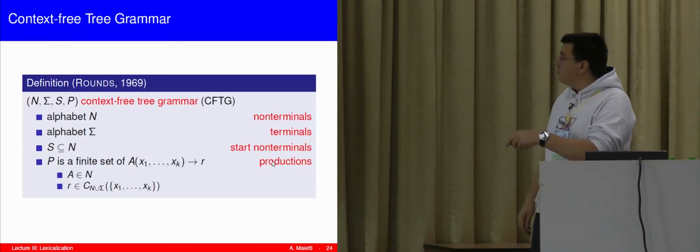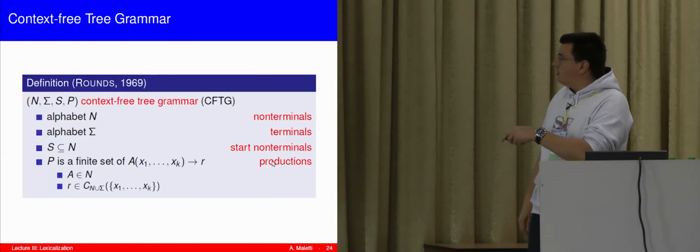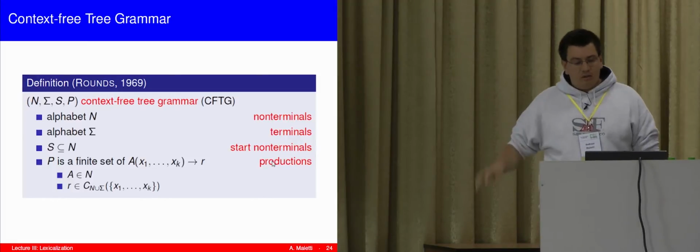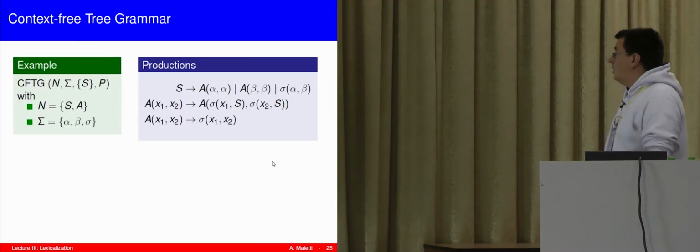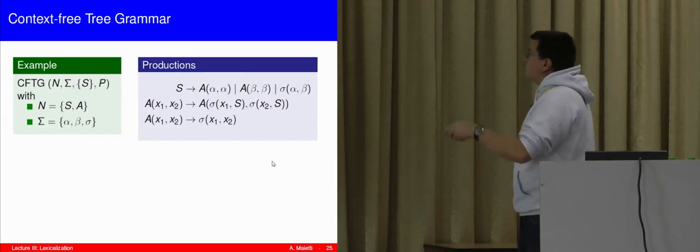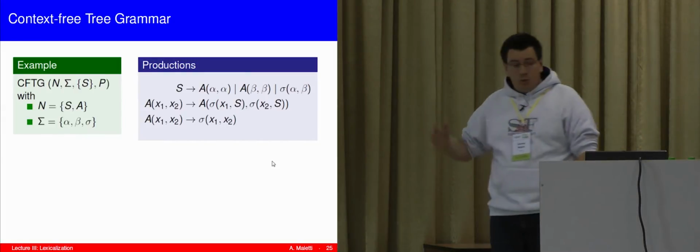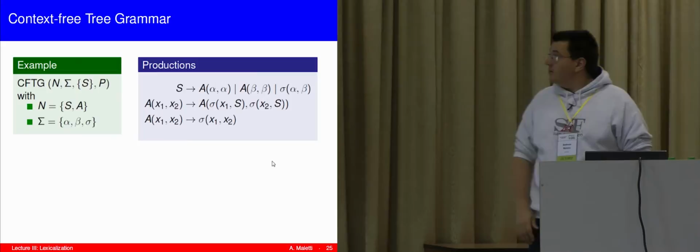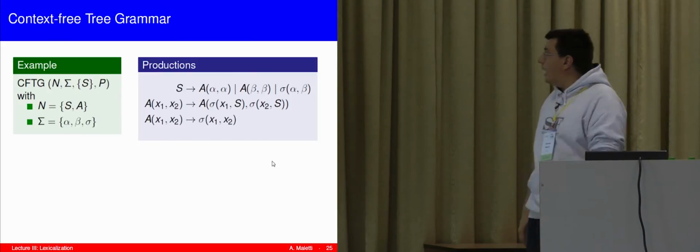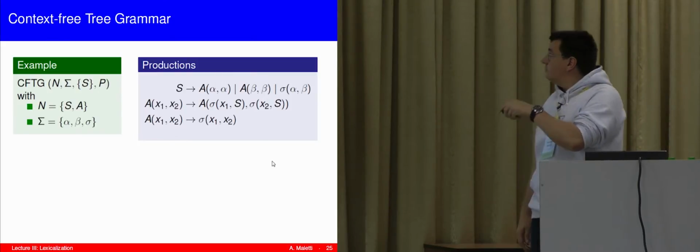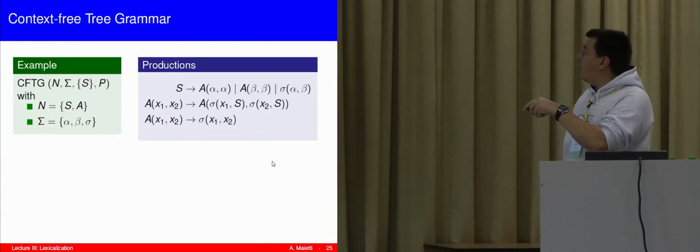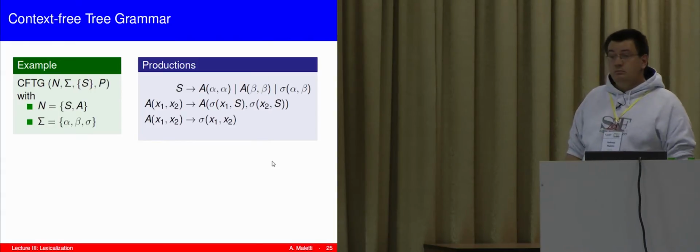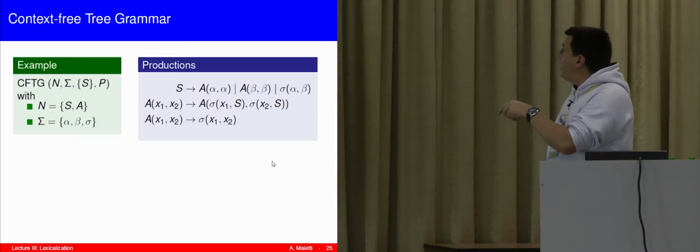So if you're supposed to use the variables x1 to xk, because they occur in the left-hand side, they also have to occur in the right-hand side. So here's a quick example. This is just bookkeeping material, so to say. It's just saying what kind of symbols are allowed. And here are the productions. So S can develop into A, alpha, alpha, or A, beta, beta, or sigma, alpha, beta.